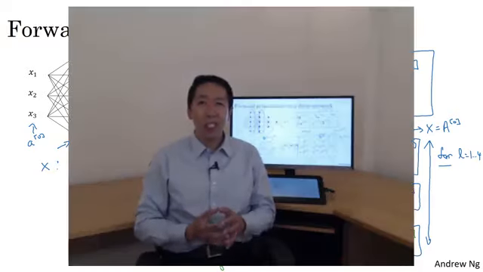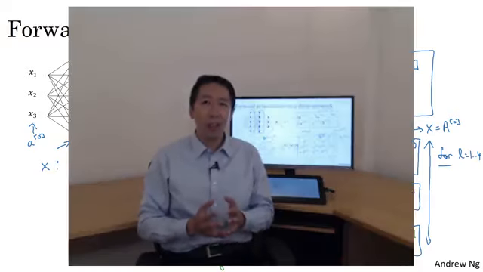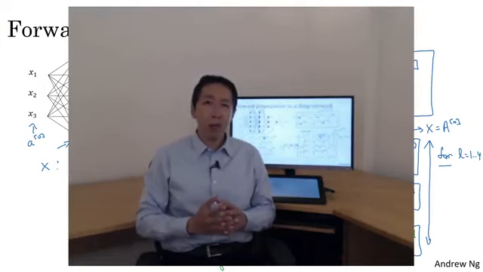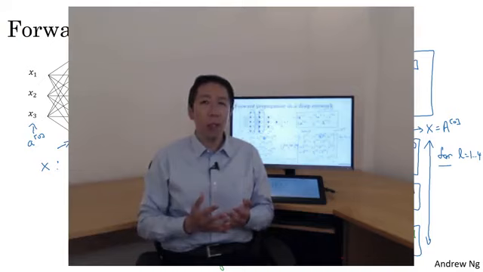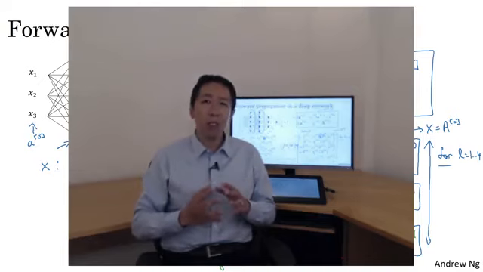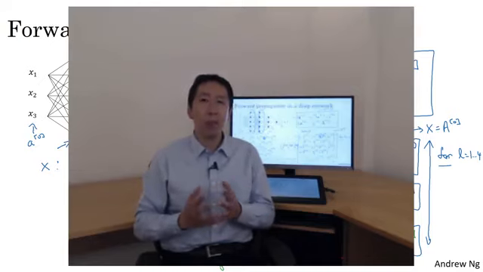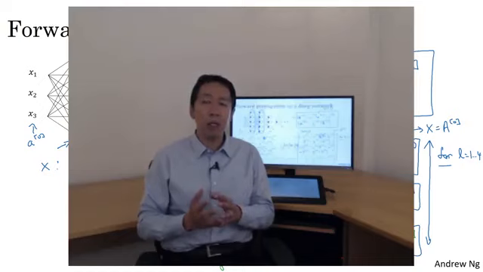So that's it for the notation for deep neural networks, as well as how to do forward propagation in these networks. If the pieces we've seen so far look a little bit familiar to you, that's because what we've seen is taking a piece very similar to what you've seen in the neural network with a single hidden layer and just repeating that more times.